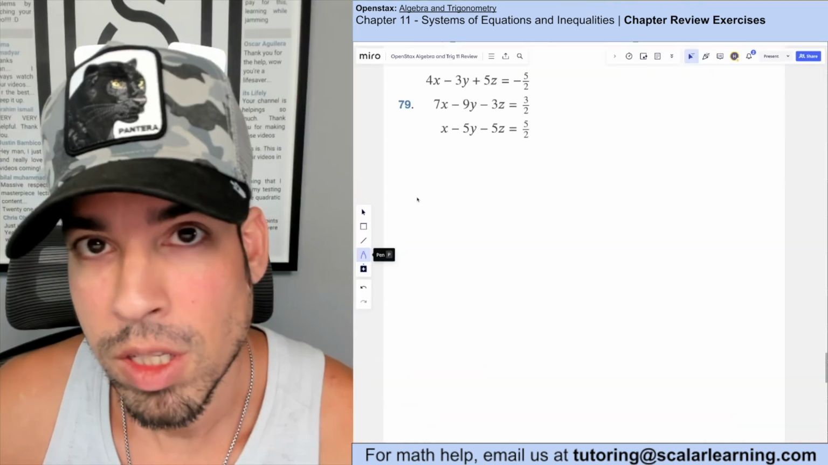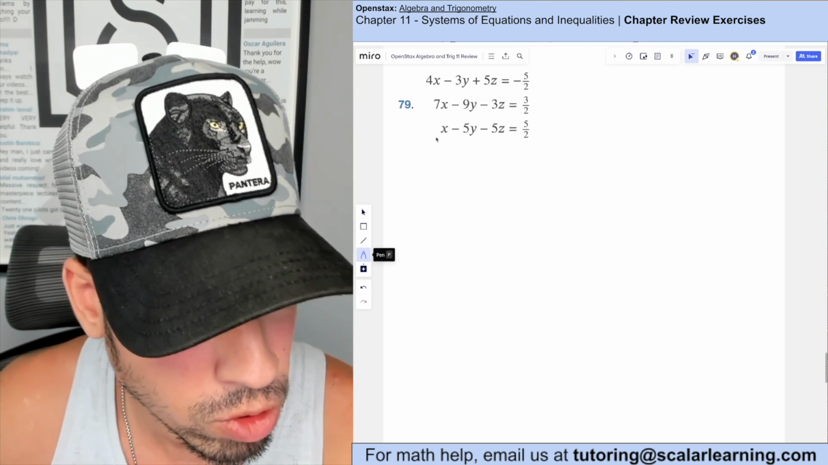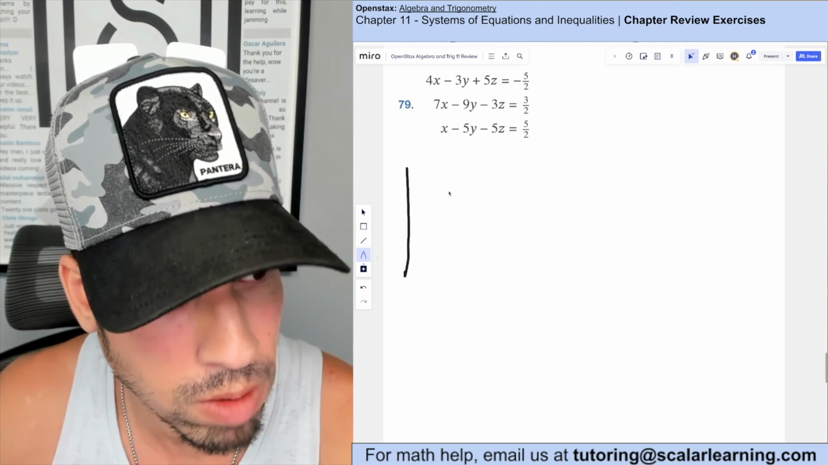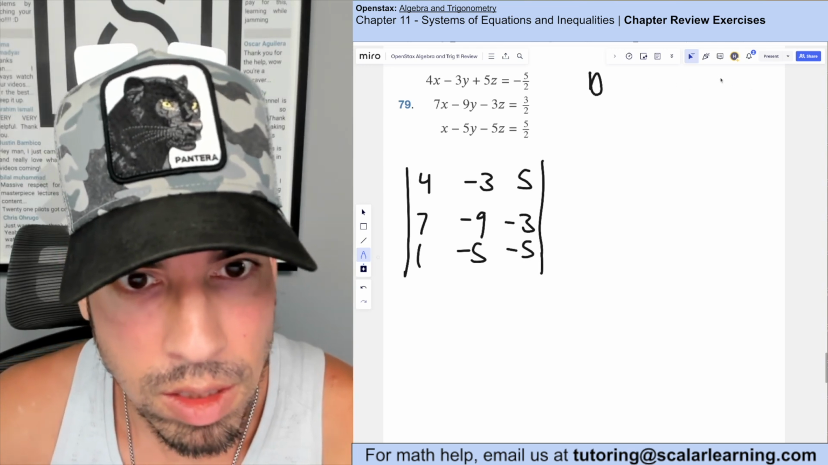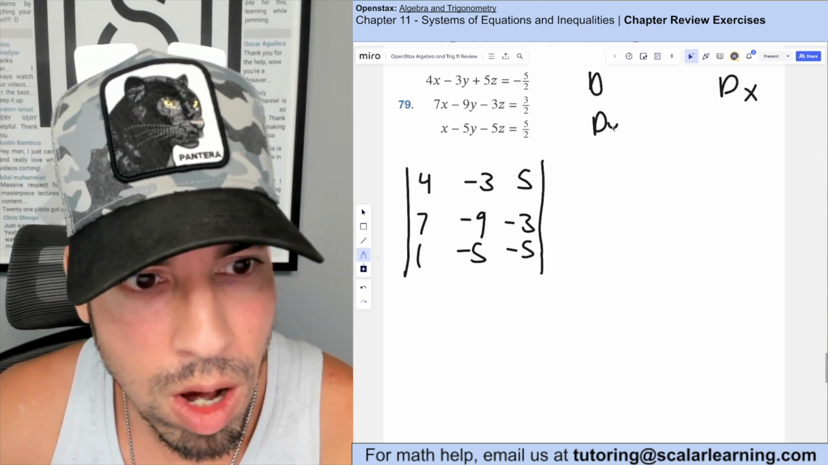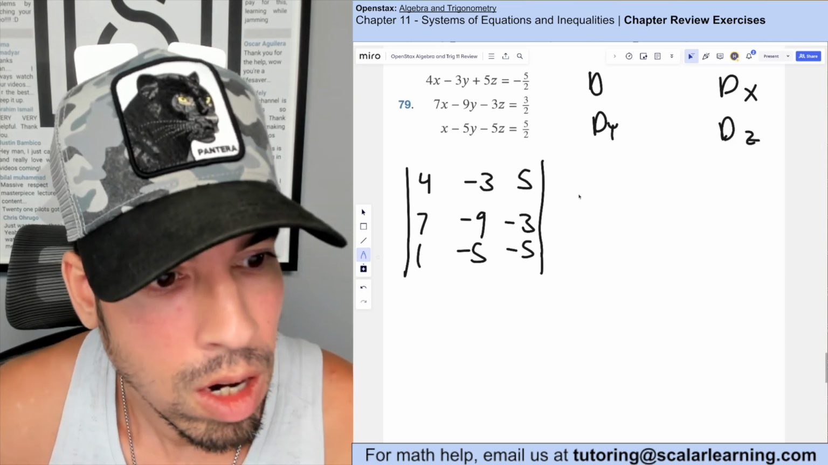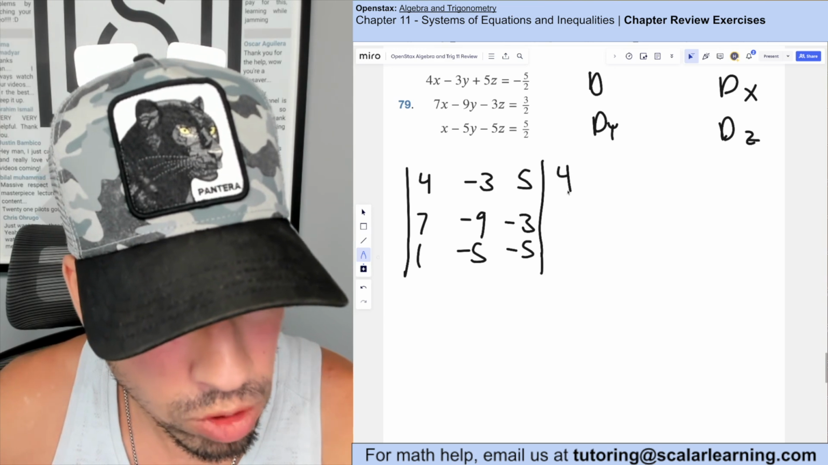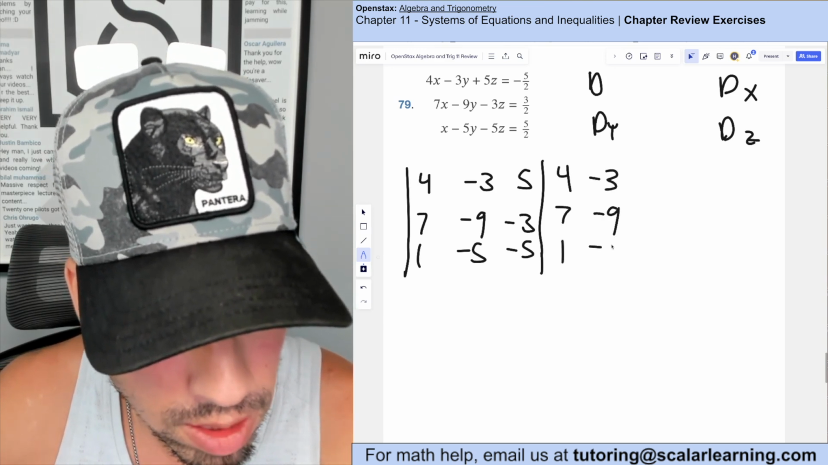Done. So for this one, we're going to solve using Cramer's rule. First I'm going to rewrite the main matrix. To calculate the main determinant, we need d, dx, dy, and dz, so we're going to make some room for all those. We need to repeat column 1 and column 2 first and foremost: 4, 7, 1, negative 3, negative 9, negative 5.